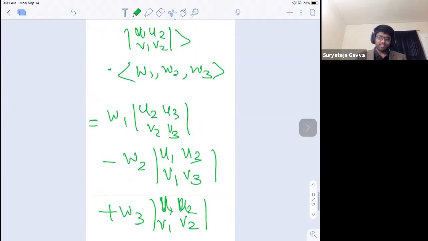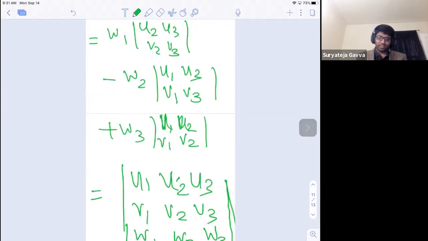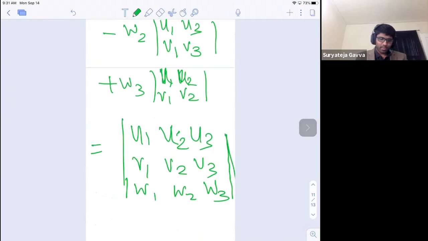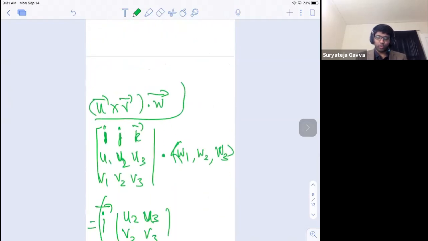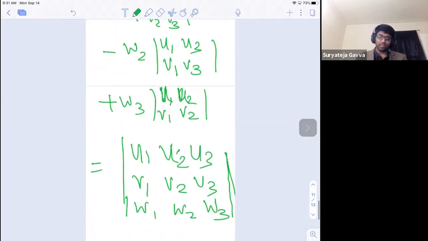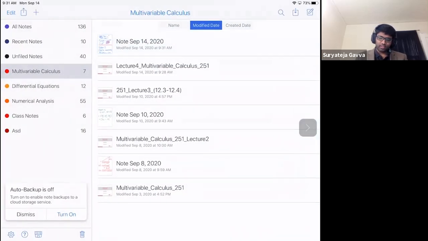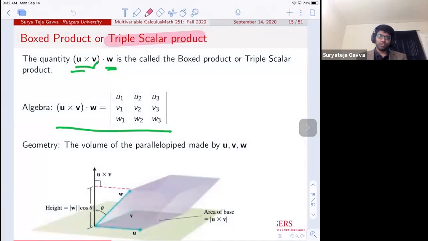You have to verify that this expression is equal to this expression. It's just some algebraic computation. Basically, write down what u cross v is, write down what w is, compute everything explicitly, and you'll see that it's equal to this determinant. So that's called a box product. If I want to compute u cross v dot w, I can just write down the determinant with rows u1, u2, u3, v1, v2, v3, w1, w2, w3.